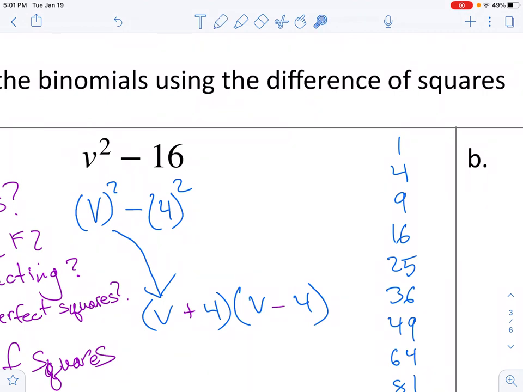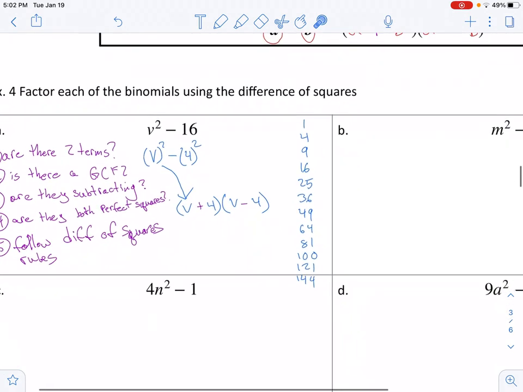So it doesn't matter if you do minus and then plus. You do want to double check to make sure that there's no more factoring that could take place, because sometimes there's another difference of squares hidden in there.